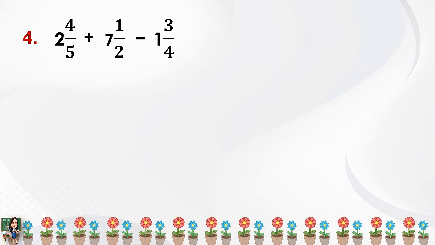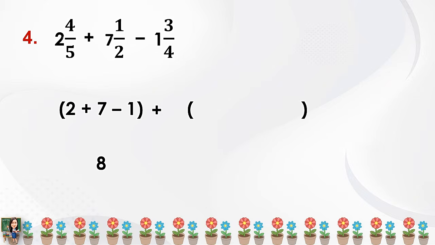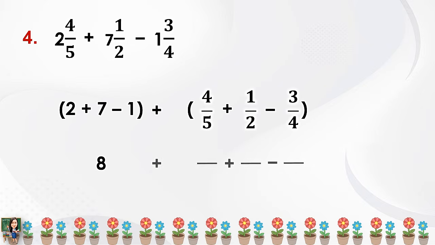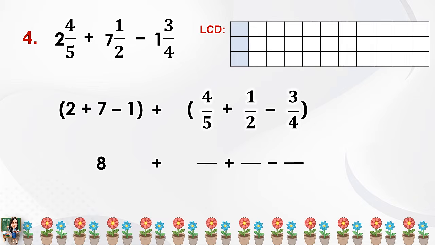Number 4. 2 and 4 fifths plus 7 and 1 half minus 1 and 3 fourths. Separate the whole numbers. 2 plus 7 minus 1 equals 8. Then, add and subtract the fractional parts. 4 fifths plus 1 half minus 3 fourths. So these are dissimilar fractions. Get the LCD of 5, 2, and 4.